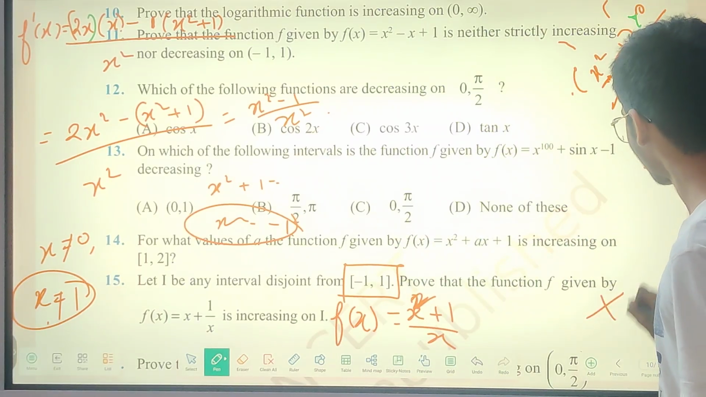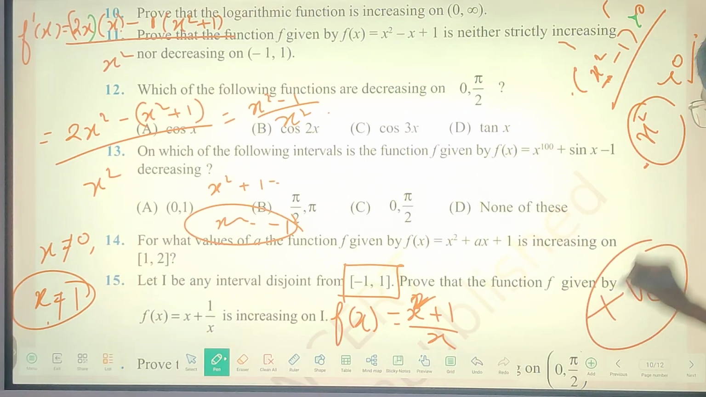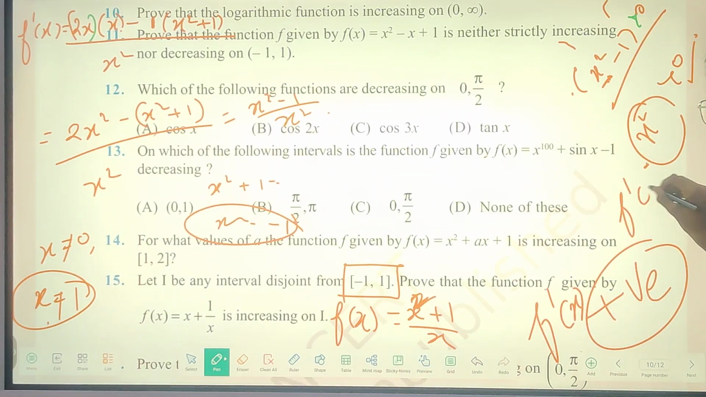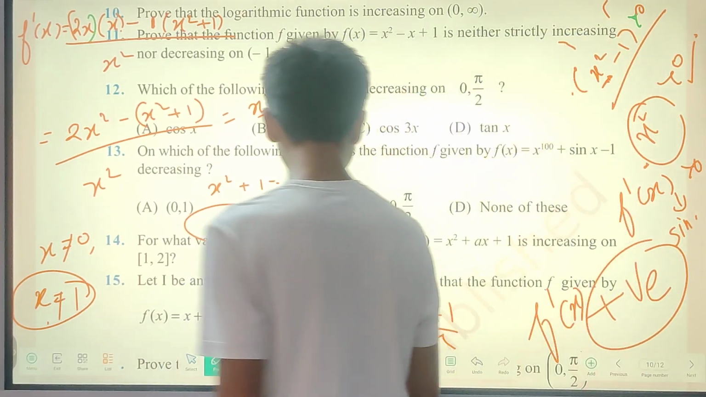So automatically, what is this? This entire thing is positive. So f dash x is positive. If f dash x is positive, that means what? f dash x is greater than 0. So hence it is strictly increasing. Okay, it is strictly increasing.